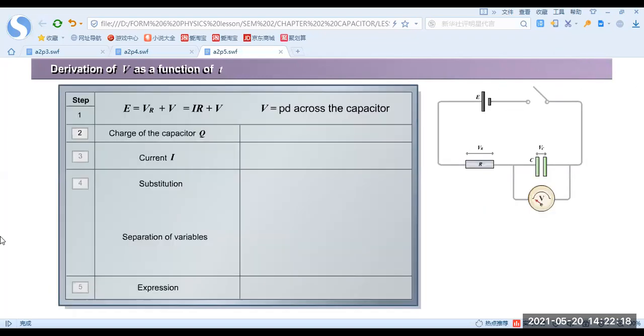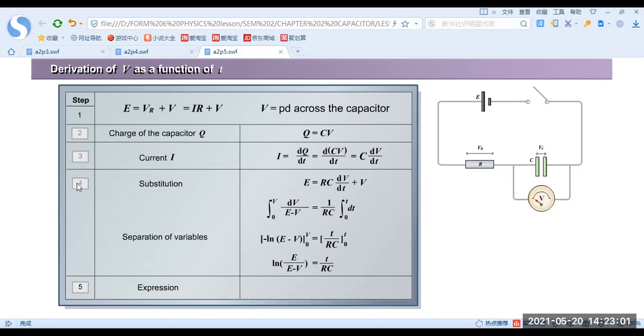Next, from E equal to VR plus V, which is equal to IR plus V, this V is the potential difference across the capacitor. The charge of the capacitor when fully charged is Q equal to CV. And the current is equal to dQ over dt, which means d(CV) over dt, equal to C dV over dt.